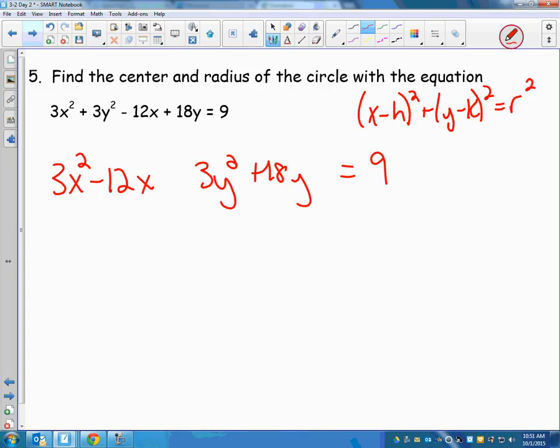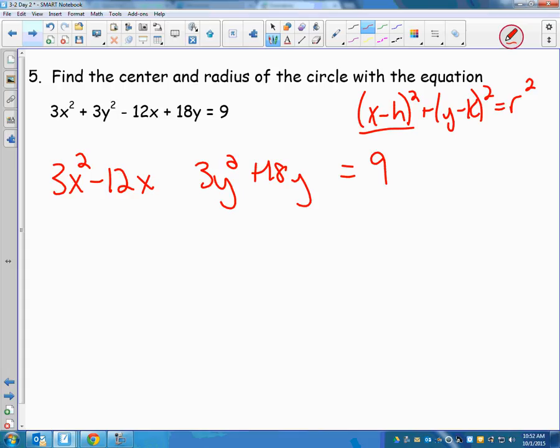You have to complete the square, because you have to make this squared. You have to make it x minus a number squared. You've got to complete the square two times, but it's not that bad.